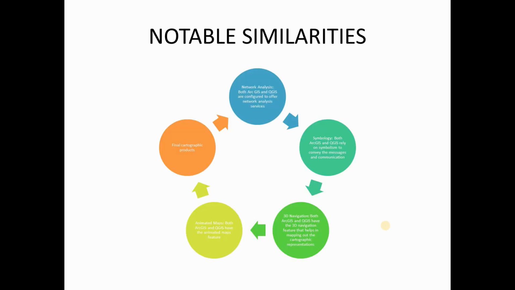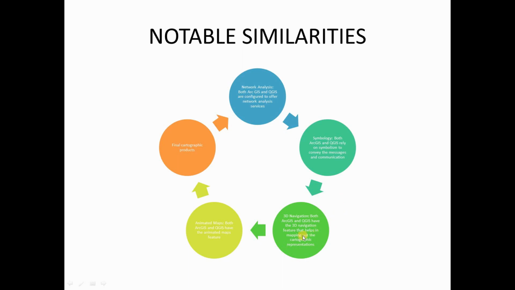Let's then talk about notable similarities. We've given some differences between the two softwares, ArcGIS and QGIS. So now let's talk about the notable similarities. Both softwares are very good and competent in network analysis. That is, both ArcGIS and QGIS are configured to offer network analysis services. Both have a symbology tab. Both ArcGIS and QGIS rely on symbolism to convey messages and communication.